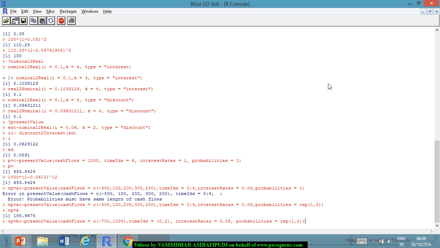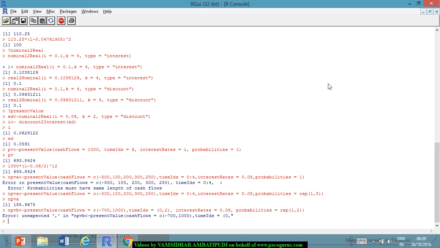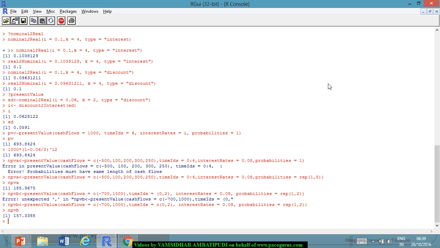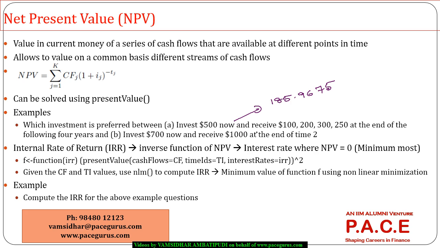So with this I can very well find out my NPV, what has actually happened. Cash flows, time IDs, interest rates. Oh, in time IDs I didn't give a C function. So give a C function. So my NPV is computed. So NPV is coming out to 157.33. In the second case, the NPV is 157.33.